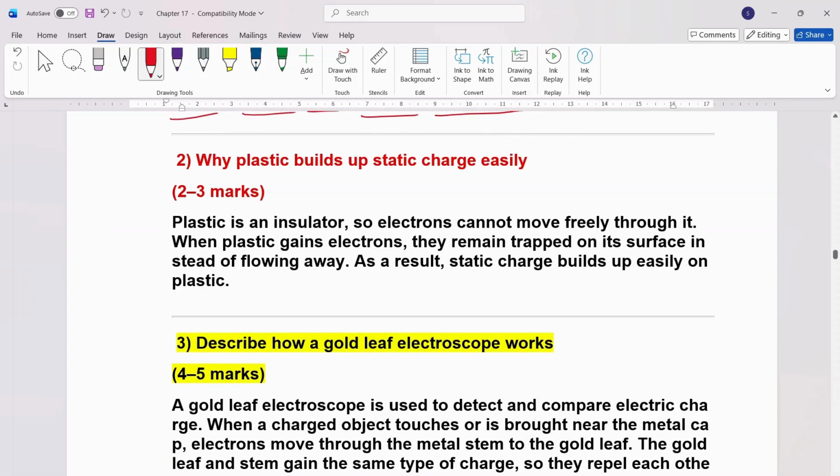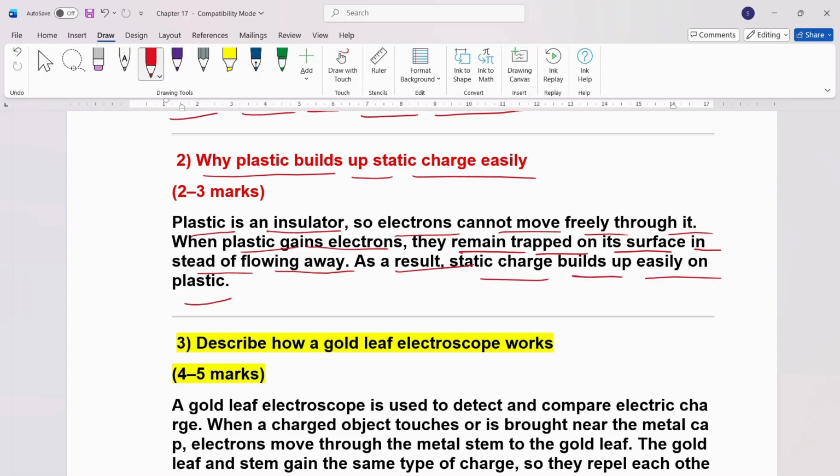Another question can be: why does plastic build up static charge easily? Plastic is an insulator, so electrons cannot move freely through it. When plastic gains electrons, they remain trapped on its surface instead of flowing away. As a result, static charge builds up easily on plastic.